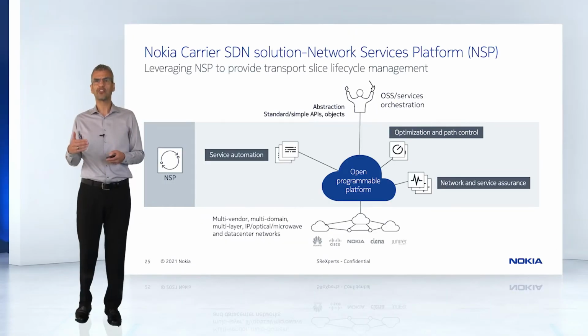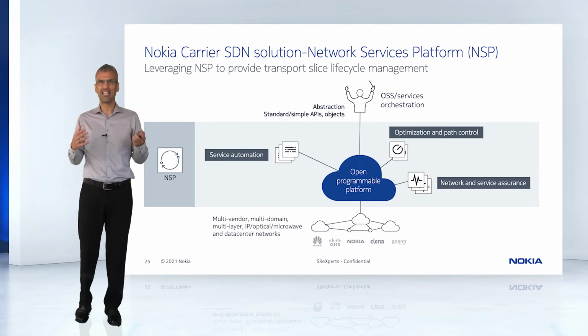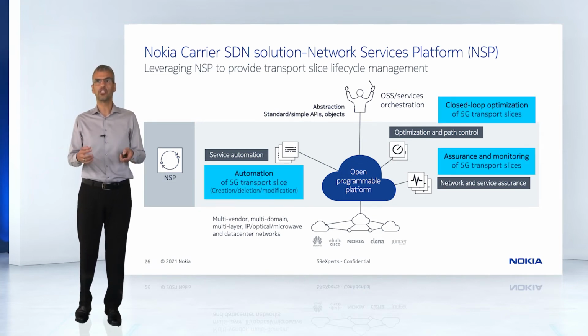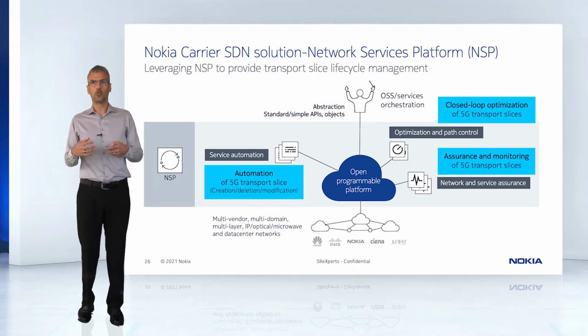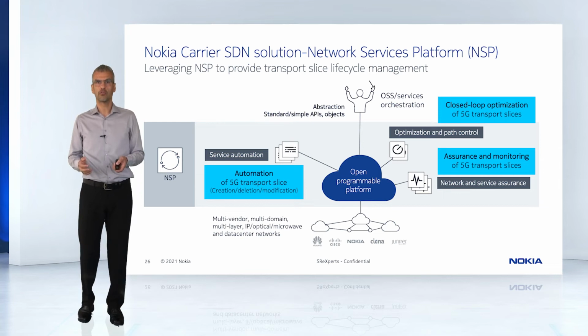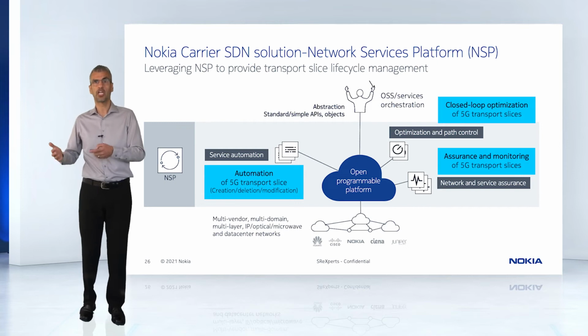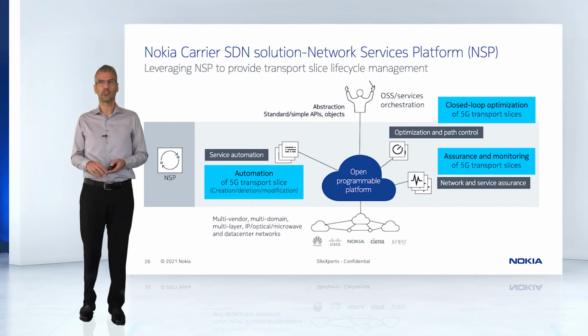And whatever has been done, basically we leverage all these 3 functions in the context of the 5G transport slicing, meaning we do the automation of the transport slicing creation, deletion, modification. We do the closed loop optimization of transport slices, and last but not least, we do the monitoring, analytics, and assurance on those transport slices.